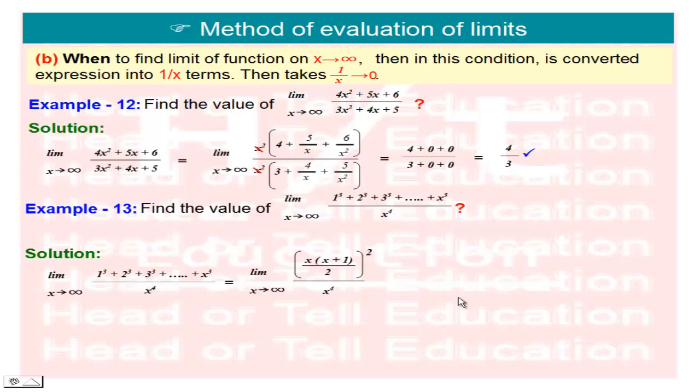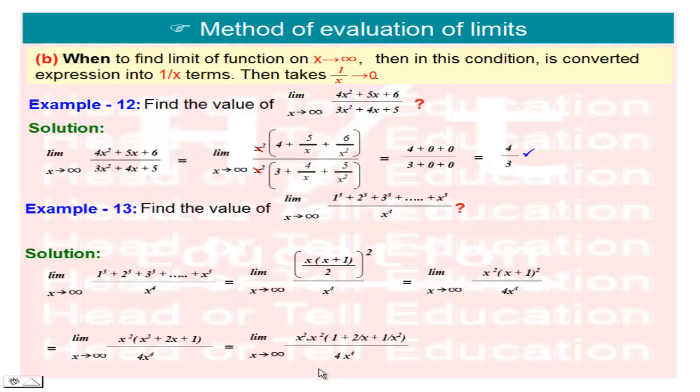Next we use the power for this. Limit x tends to infinity of x square times (x plus 1) whole square, divided by 4x to the power 4. Next we expand this: x square times (x square plus 2x plus 1), divided by 4x to the power 4. Next we take x square common: x square times x square times (1 plus 2 by x plus 1 by x square), divided by 4x to the power 4.